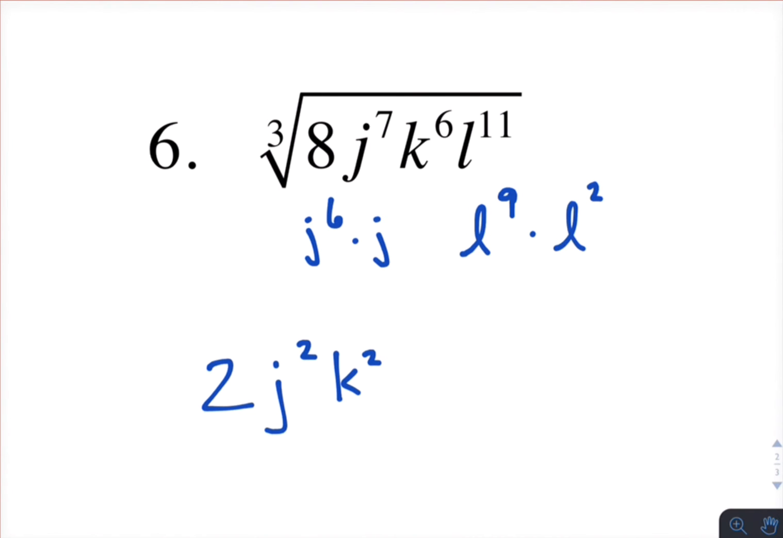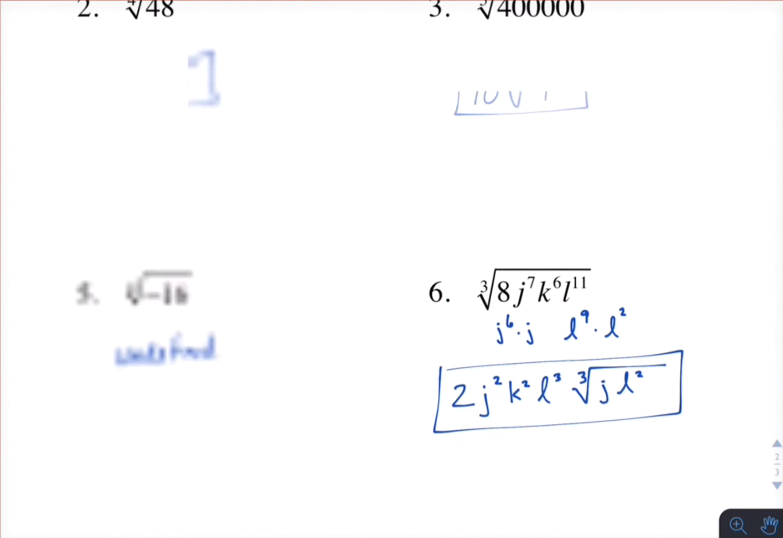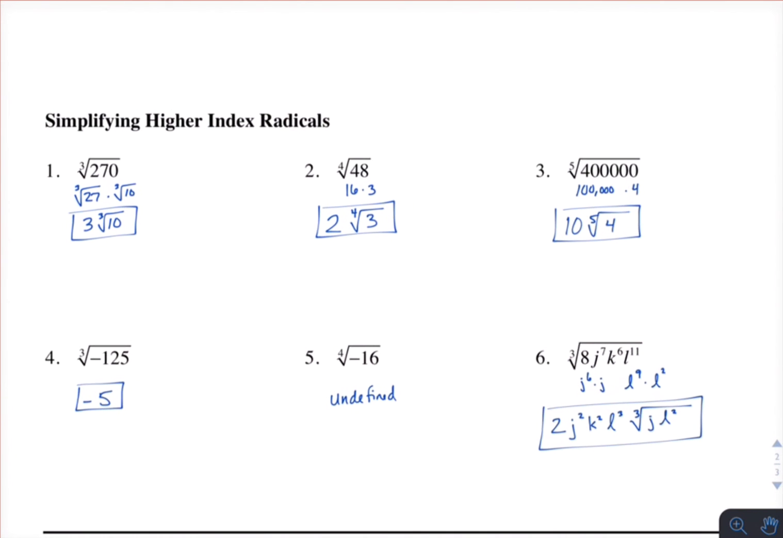And the cube root of L to the 9th is L cubed. And so what I still have inside the cube root is that leftover j and the leftover L squared. So that's how we simplify higher index radicals. We just look for a power that matches the index so that we can take that root.